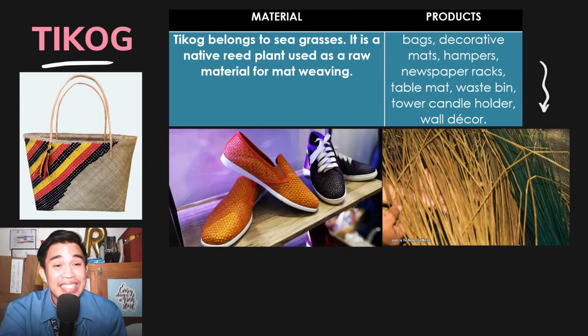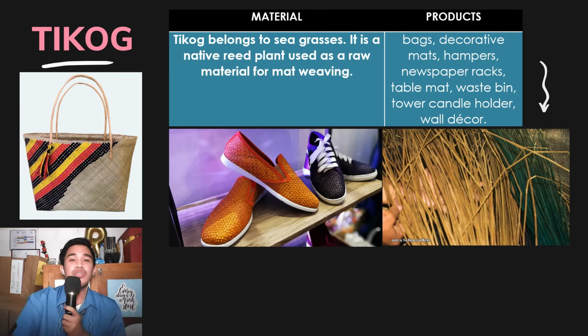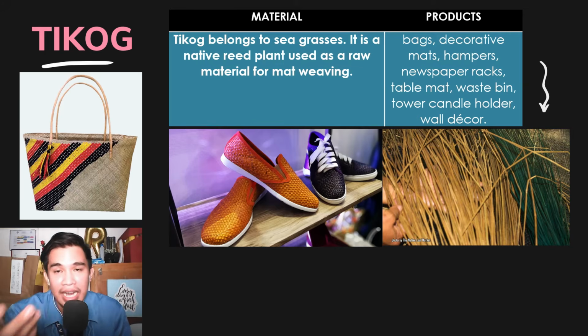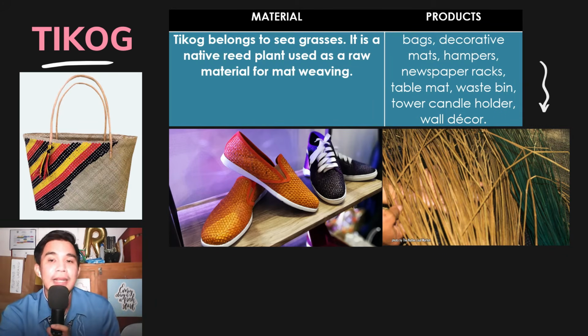Next one is Peacock. So what is Peacock? So Peacock belongs to sea grasses. So ito siya, sea grasses naman ito. Tapos it is a native reed plant used as a raw material for mat weaving. So what are the products that can be created out of Peacock? So pwedeng bags, decorative mats, hampers, newspaper racks, table mat, waste bin, tower candy holder, and wall decor.